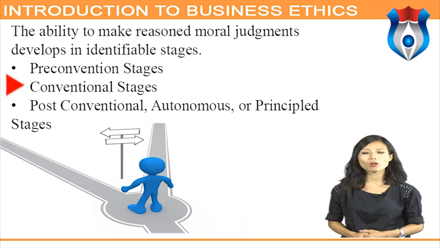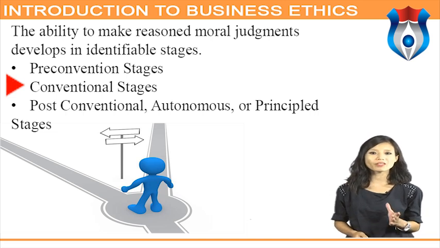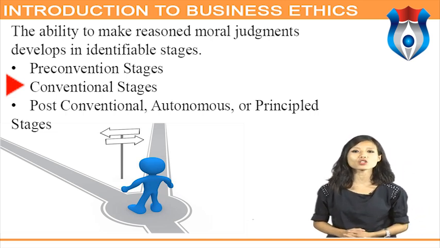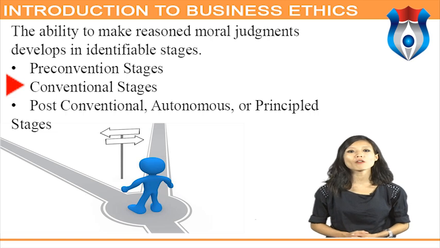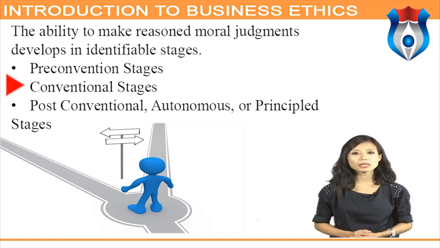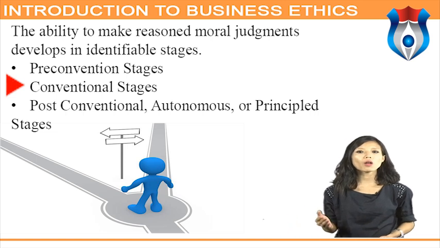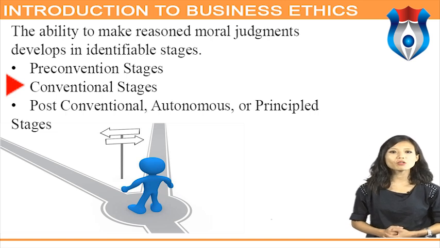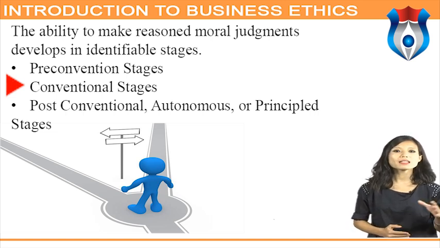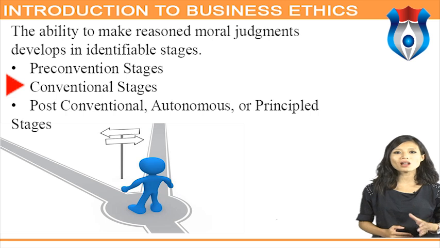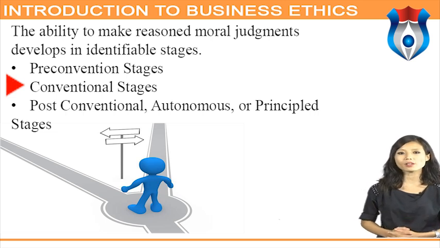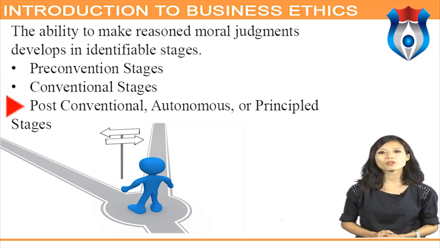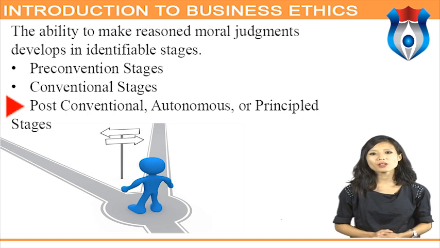Interpersonal concordance orientation. Good behavior at this early conventional stage is living up to the expectations of those for whom one feels loyalty, affection and trust, such as family and friends. Law and order orientation. Right and wrong at this more mature conventional stage now come to be determined by loyalty to one's own larger nation or surrounding society. Post-conventional, autonomous or principled stages.